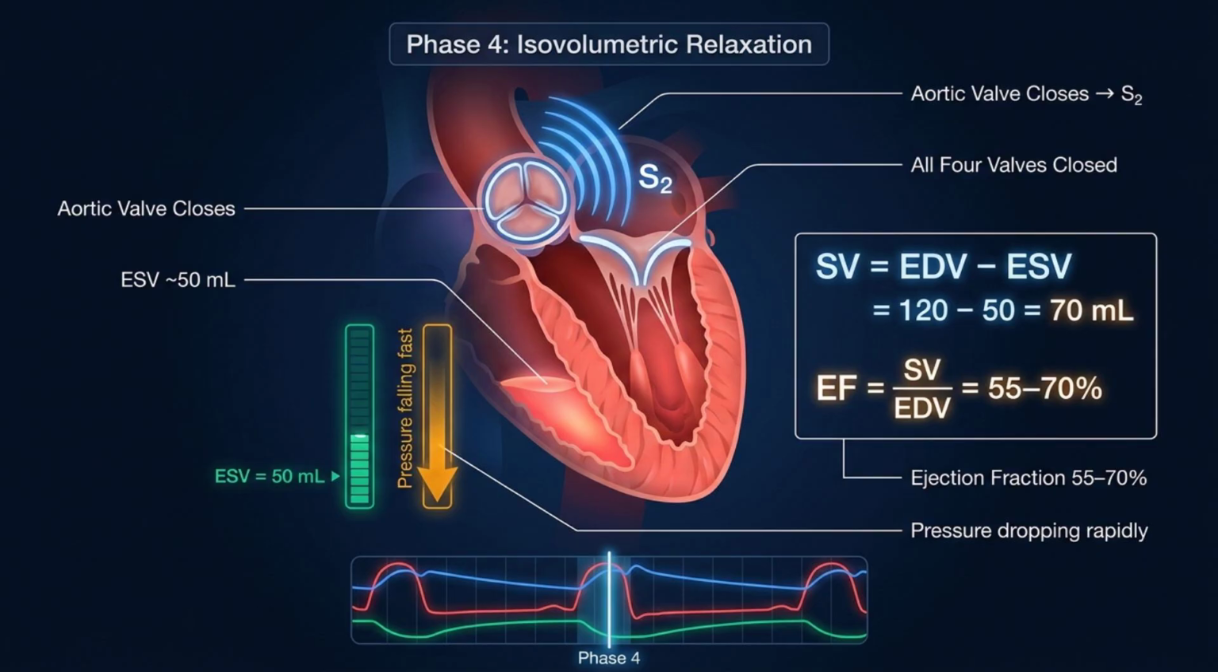End systolic volume, what remains in the ventricle after ejection, is about 50 milliliters. Subtracting from end diastolic volume, that gives us a stroke volume of about 70 milliliters per beat. Ejection fraction, stroke volume divided by end diastolic volume, is normally 55 to 70%.